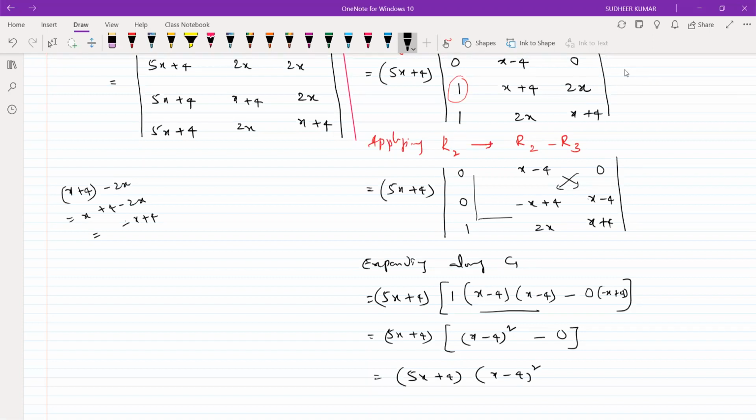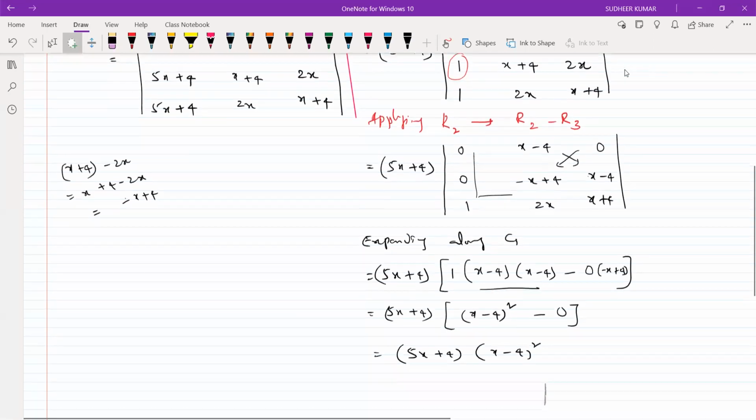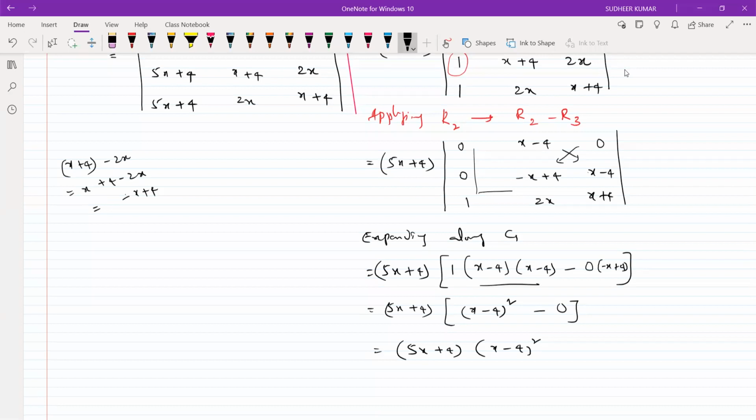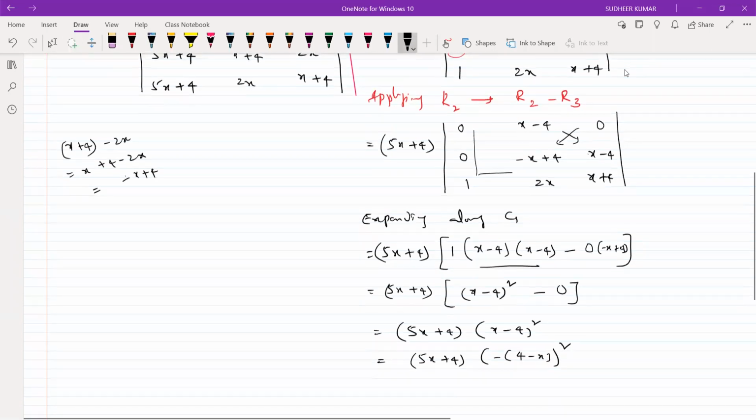But they asked us to prove 5x plus 4 into the right side value. What's the right side value? 4 minus x the whole square. Can we write (x minus 4) whole square as (4 minus x) whole square? When there is a square or even power, we can write it, because if you take minus common, what do we get? (4 minus x) whole square. Yes, sir. This is 5x plus 4, and minus whole square is plus. So the remaining value is (4 minus x) whole square.